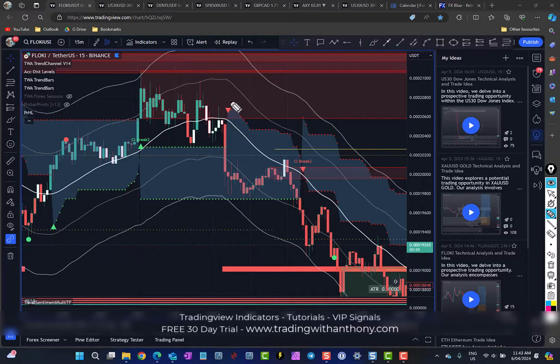We're looking for these alerts. They fire in the alerts log. We'll have a look at them in a minute. And this is Floki we're talking about here. You can trade any instrument, any currency, crypto, metals, Forex, indices, anything.